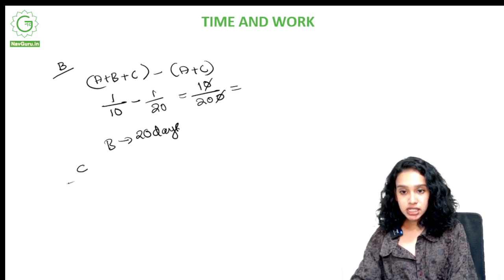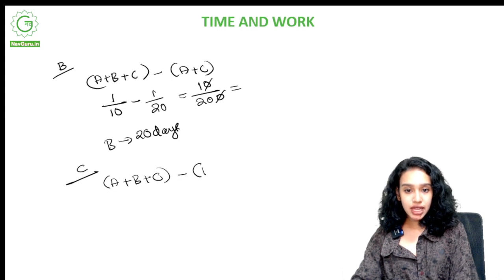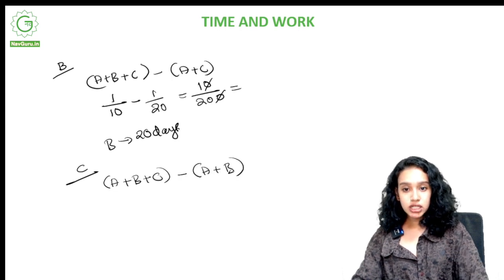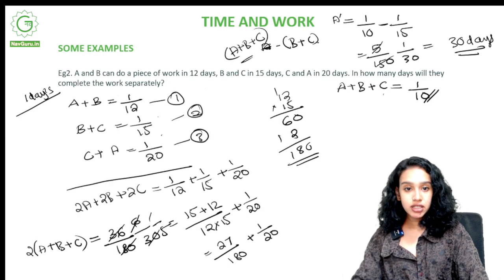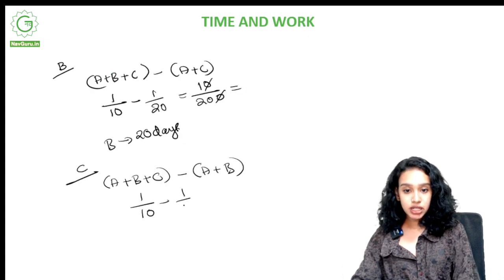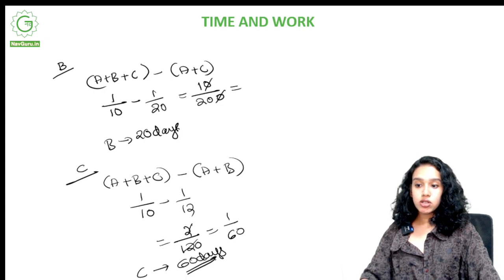Now let's talk about C. In C's case, we have to subtract A plus B from A plus B plus C. So what is A plus B plus C? It's 1/10 and we are subtracting A plus B from here. So what is A plus B? 1/12, right? So 1/10 minus 1/12 it is. So we get 12 minus 10 is 2/120 and we get 1/60. So C would take 60 days to complete the work, right? Now I hope this concept is clear.